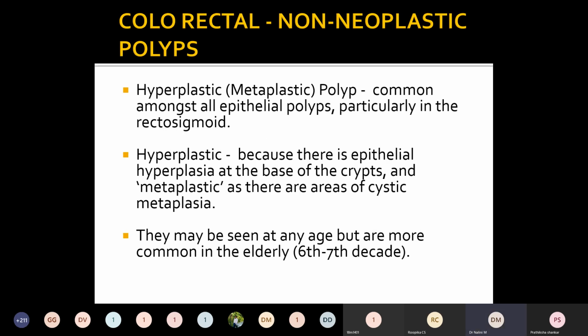So coming to non-neoplastic polyps, we said they could be hyperplastic, hamartomatous, and lymphoid polyps. And hyperplastic polyps are the most common among all the epithelial polyps and more common in the rectosigmoid. Okay, so what is hyperplastic here is there is hyperplasia of the epithelium at the base of the crypts. Okay, and this results in cystic metaplasia. This can be seen at any age, but they're more common in the elderly.